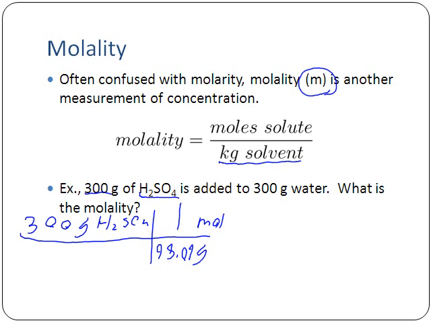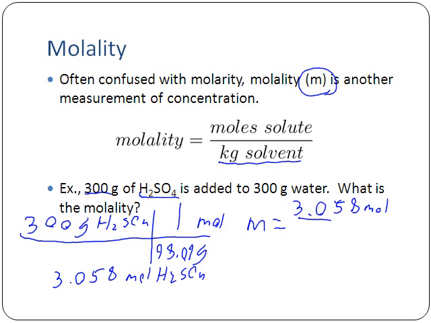And so doing this, we'd say 300, which is the number of grams we start with, divided by 98.09. And so I get 3.058 moles of H2SO4. No rounding yet because we're not at our final answer. We want to find our molality. Well, molality, we said, is equal to the number of moles of solute, which we just found, 3.058 moles, divided by the number of kilograms of solvent.